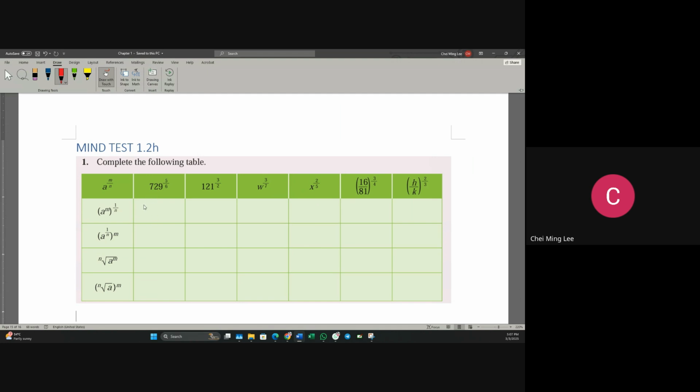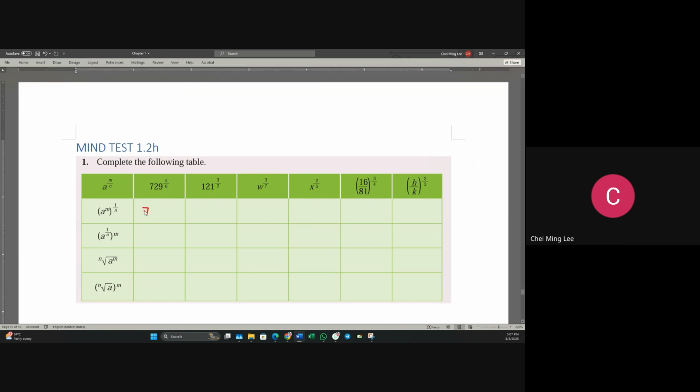All right. For this one, you can make it like 5 over 6, right? So this one should be 729 to the power of 5 over 6, which is the sixth root of 729, to the power of 5, or the sixth root of 729 to the power of 5.